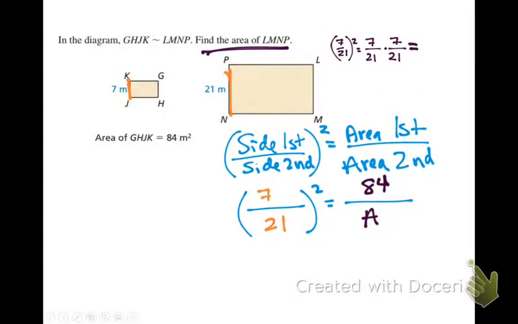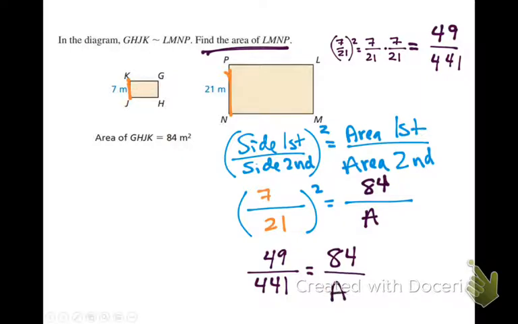Okay, so basically what happens? What's 7 times 7? 49. And what's 21 times 21? Is it 421 or 441? 441. So 49 over 441 equals 84 over the area.